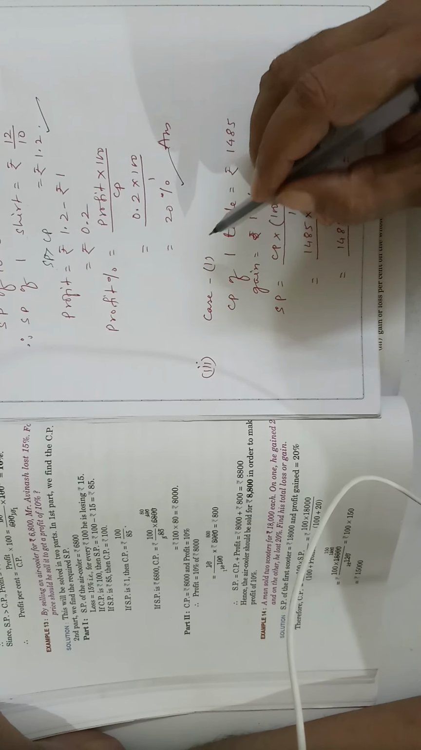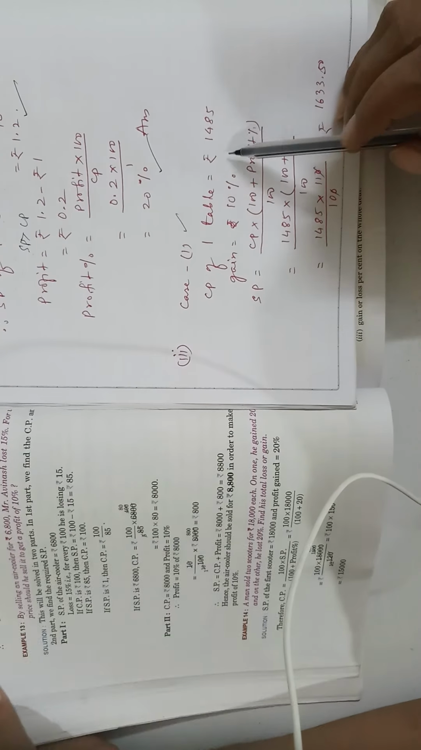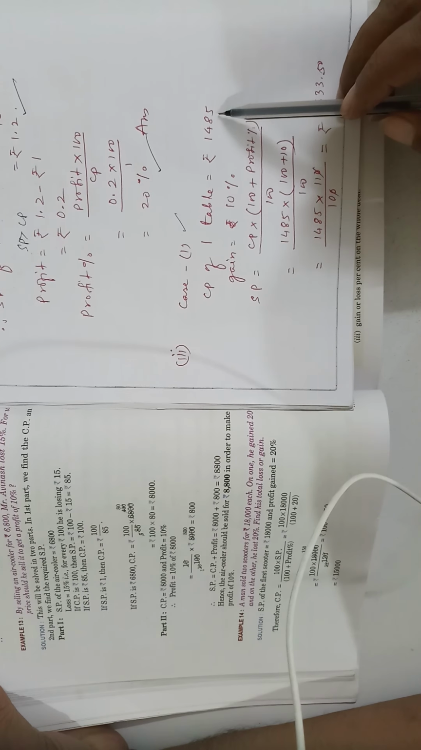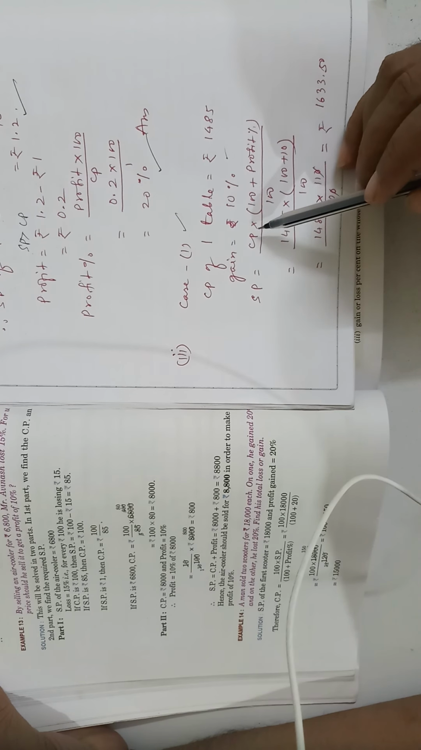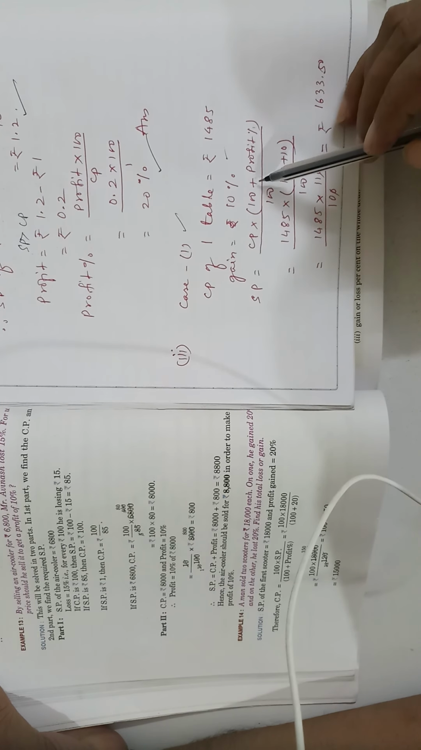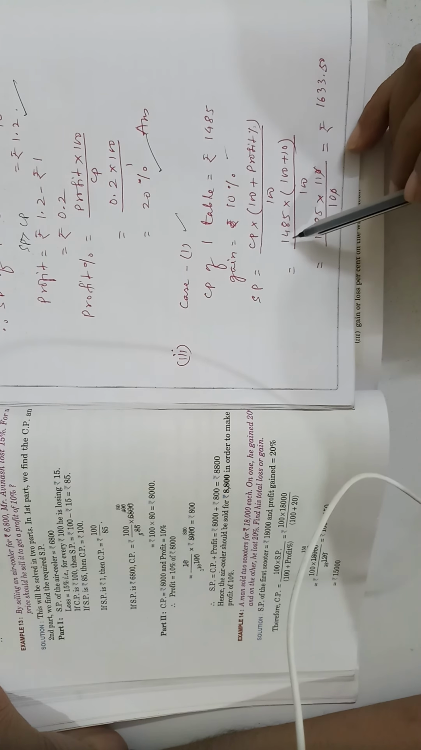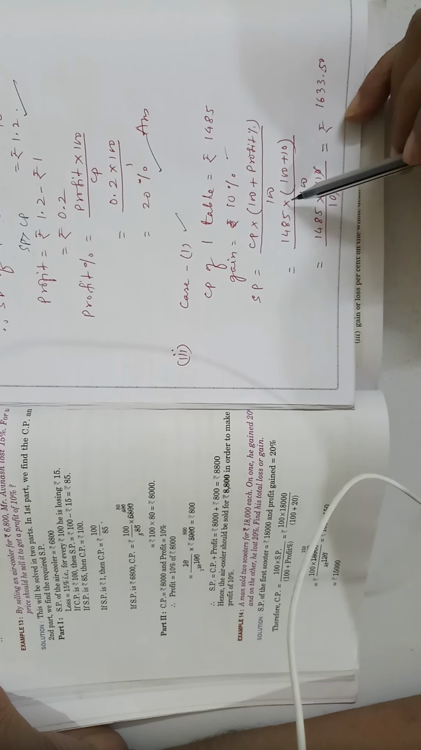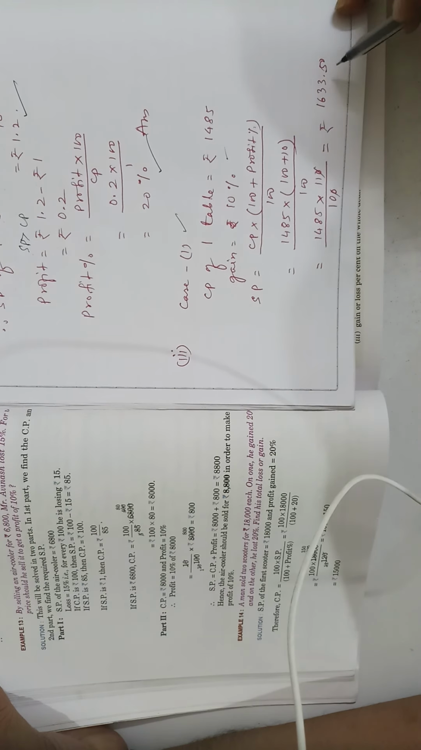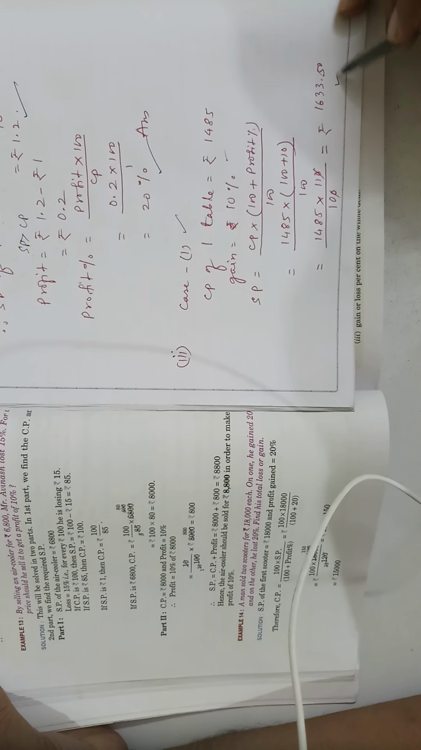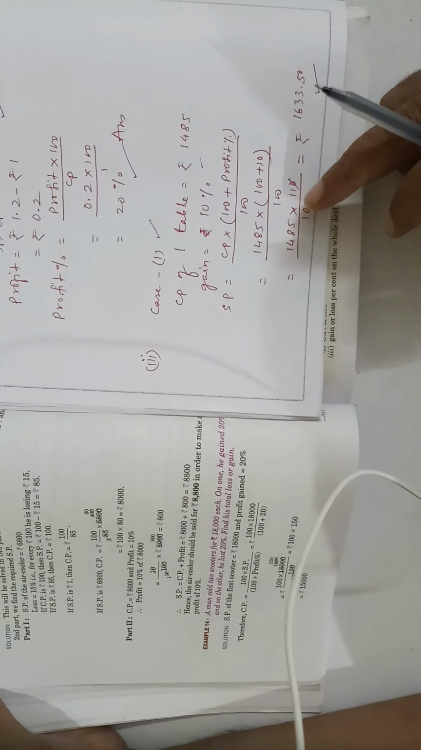Look here. Case number 1, for the first table. CP of one table is equal to rupees 1485. Gain is equal to 10%. Therefore SP, the formula to find it, is CP into 100 plus profit divided by 100. So the CP is 1485 into 100 plus 10 divided by 100. So how much are you getting? You are getting 1633 rupees 50 paise.